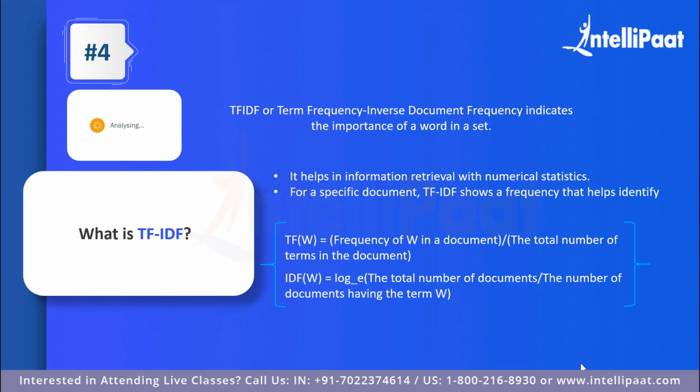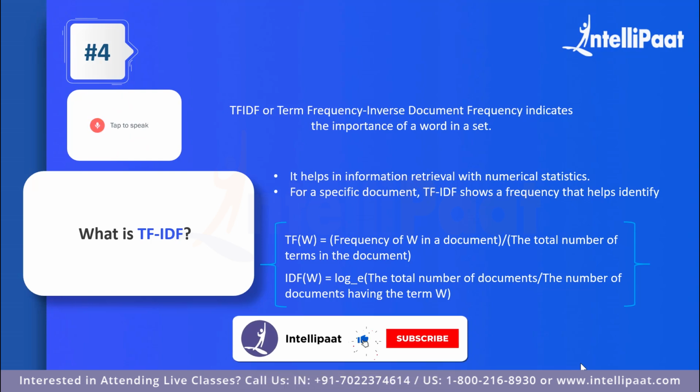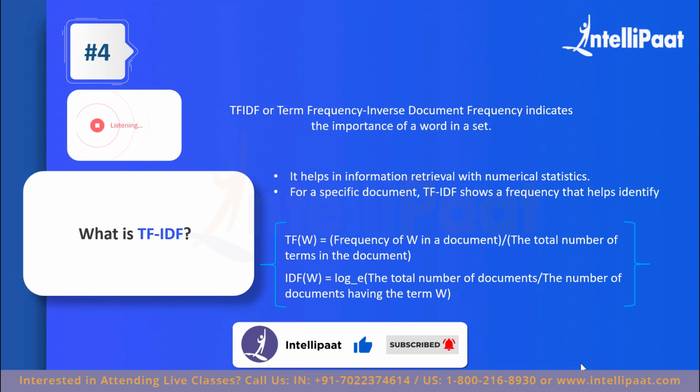For a specific document, TF-IDF shows a frequency that helps to identify the keywords in a document. Also, the major use of TF-IDF in NLP is the extraction of useful information from crucial documents by statistical data. It is ideally used to classify and summarize the text in the documents and filter out stop words. TF helps to calculate the ratio of the frequency of a term in a document and the total number of terms, whereas IDF denotes the importance of the term in a document.